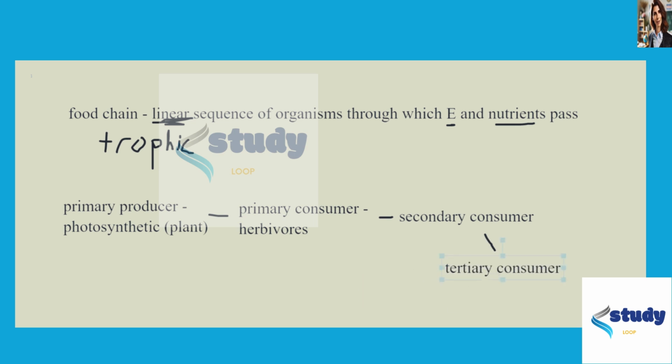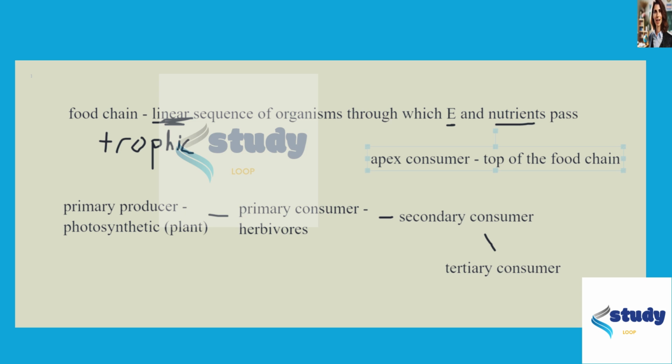The final term that's important to know for a food chain is the apex consumer. The apex consumer is what is at the top or end of the food chain. So in this example, the tertiary consumer is the apex consumer. However, if you have a food chain that ends at the secondary consumer, then the secondary consumer is the apex consumer.